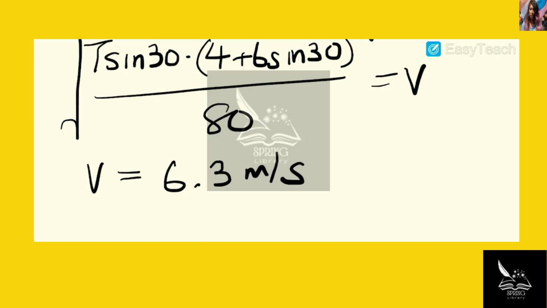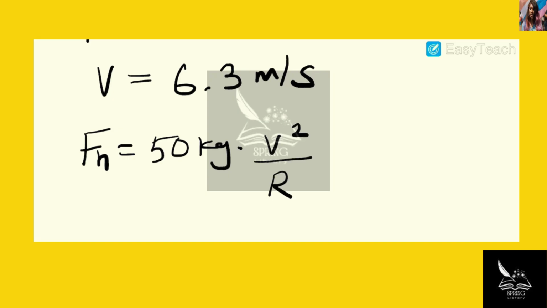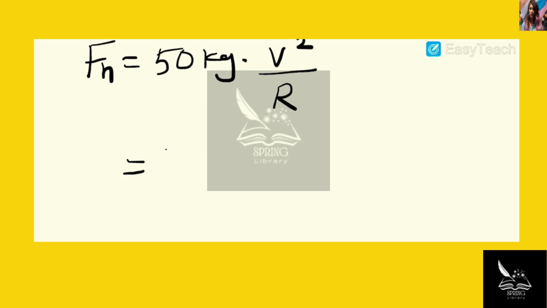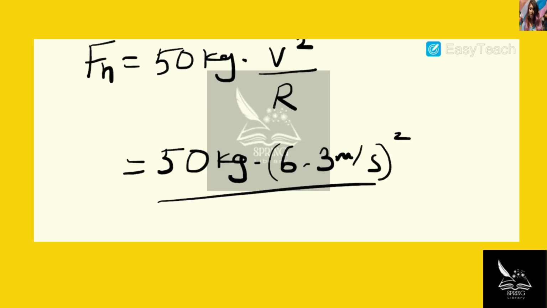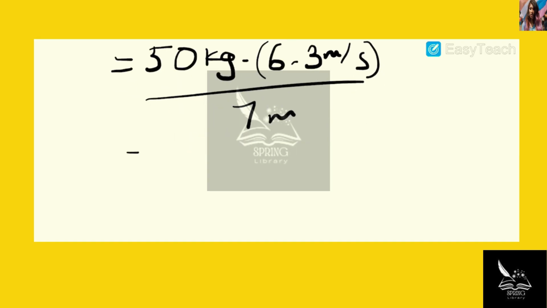Recall that we're also asked to solve for the normal, tangential, and vertical forces. So what we can do is say that the normal force will simply be equal to the mass of the person, so that's going to be 50 kg times v squared all over r. Similar to before, r is just going to be equal to 4 plus 6 sine theta. So this gives us 50 kg times 6.3 meters per second squared all over 4 plus 6 sine 30, which is equal to 7 meters. This gives us a normal force equal to 283 newtons.